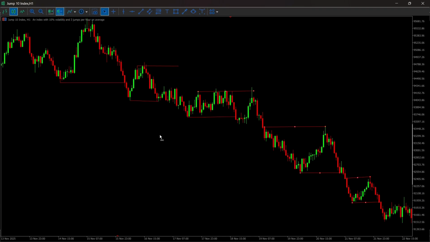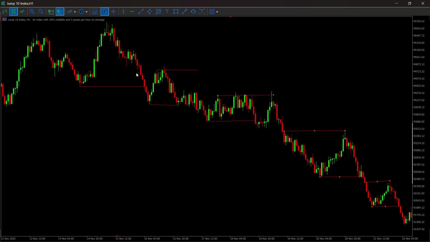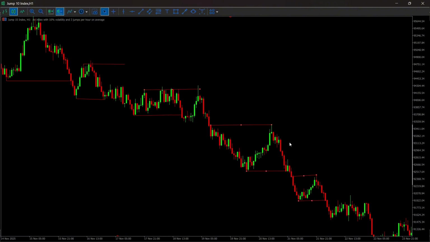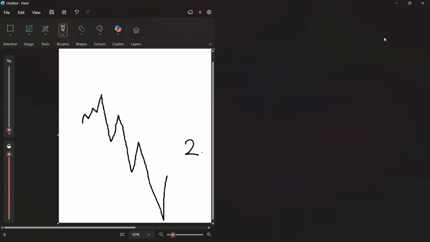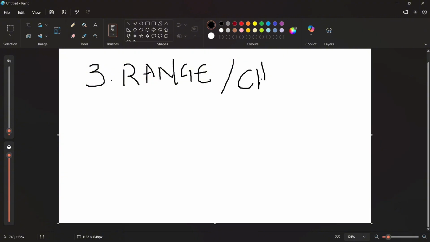And you can see from the movement that the colors of the candles are red, which signifies the sellers, showing the power of the sellers. That is for a downtrend. The last type of trend I'll be sharing with you is the range, or you can call it choppy movement. In this type of movement, the highs and the lows are always at the same level.